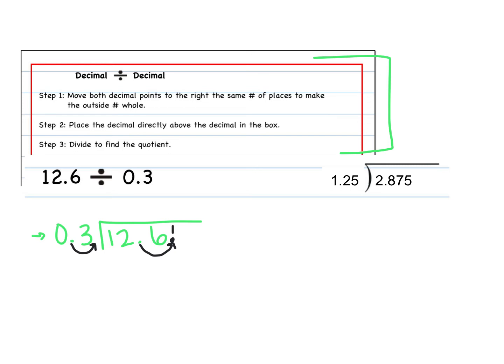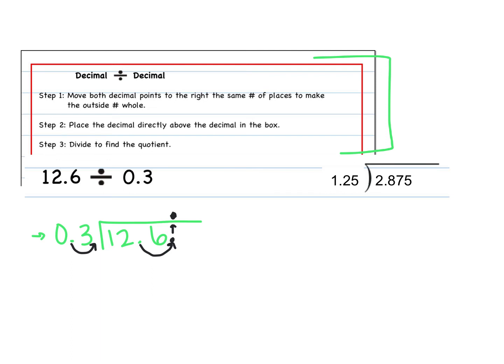And from there, we carry it up above. Be very careful about where your numbers are and their place values. Otherwise, your answer will be all messed up. Now that we have the decimal in the right spot, we can divide like normal. So again, this outside number, we're just going to think of it as 3. And our number under the bracket now is 126. So we're ignoring all the decimals.